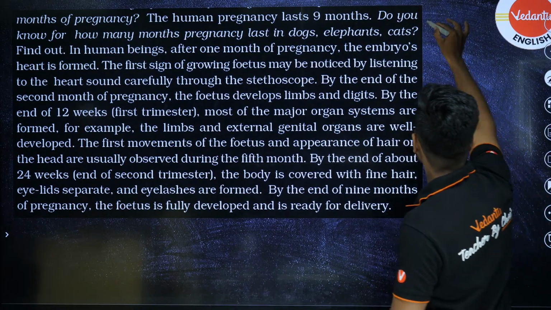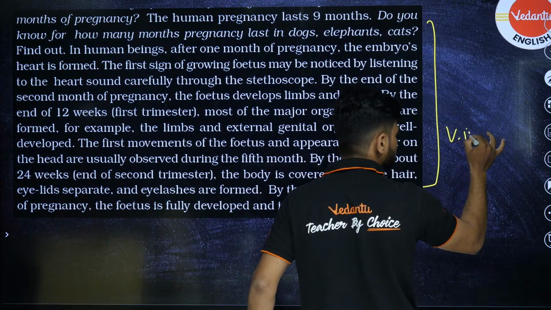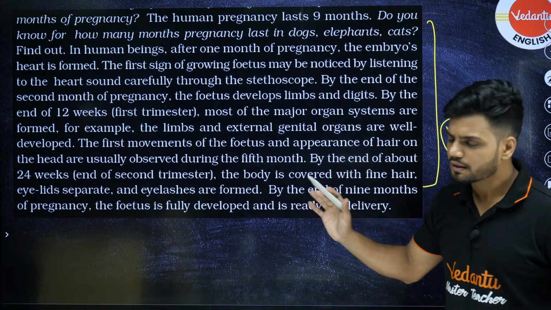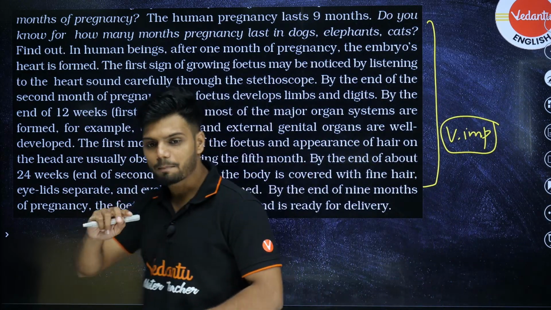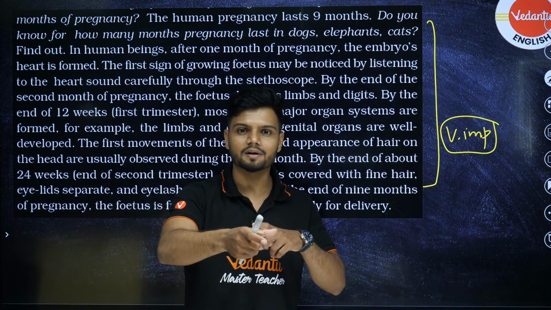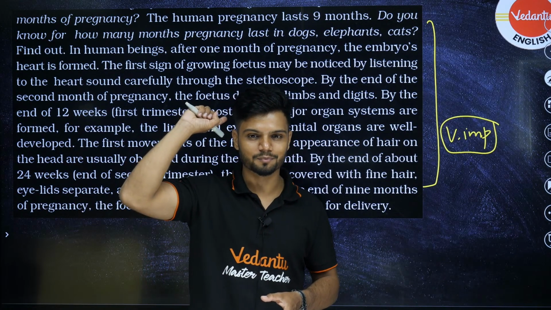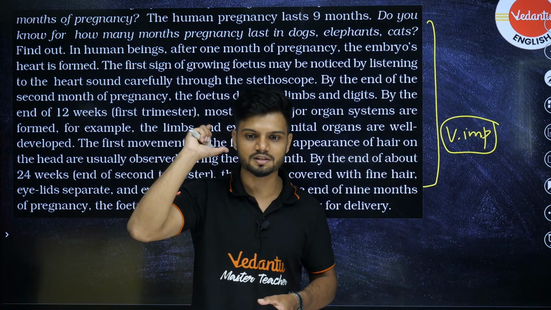Now this is a very important table here. Very important paragraph. Here they are telling what is happening as the fetus develops. What is happening every month? It is given right here. What happens in this month? Everything is given here.